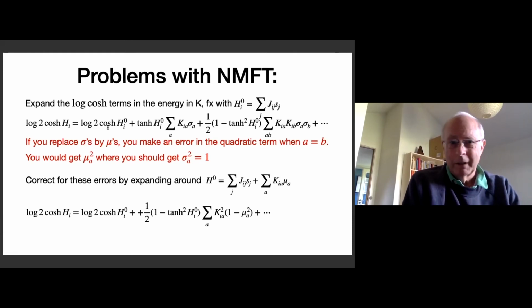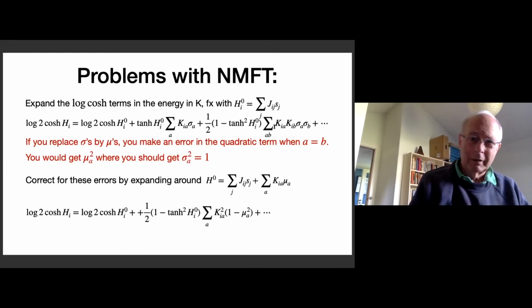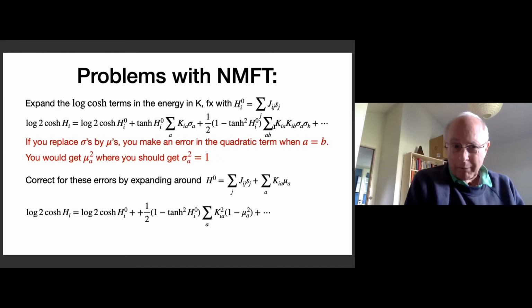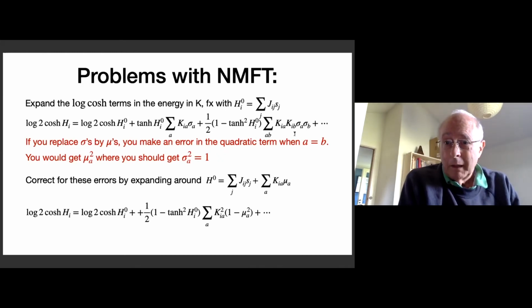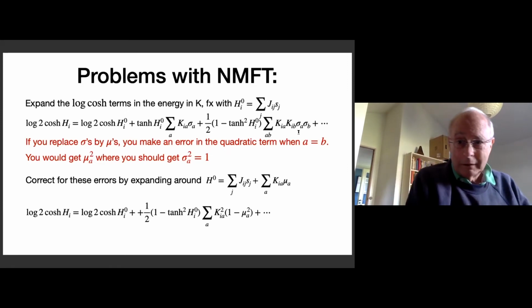So it's the log cosh of this plus the derivative of that times the part proportional to k, the first order term, and then the second order term is 1 minus tanh squared. And then you get the sum of k times sigma squared, kia, kib, sigma a, sigma b. If you just replace the sigmas by mu's, you'd be making an error here, okay? Because when a is equal to b, then you should be getting 1, but if you just blindly replace sigma by mu, you'd get sigma a squared, right?